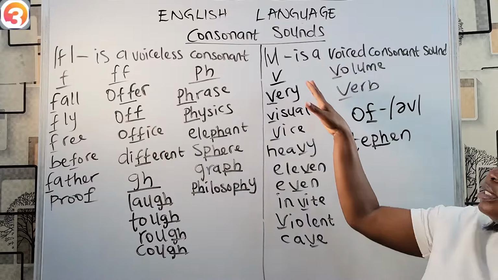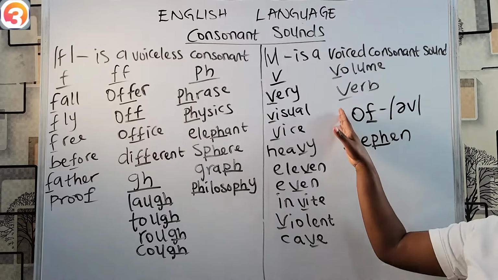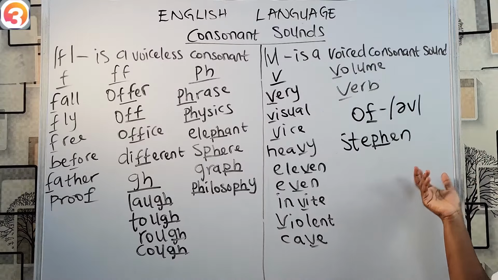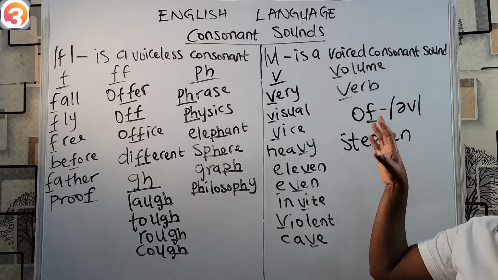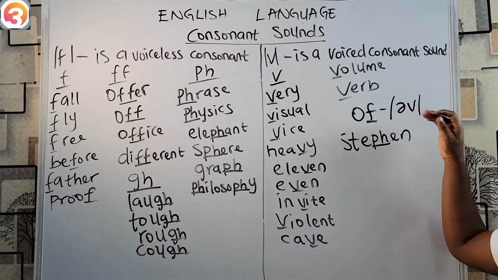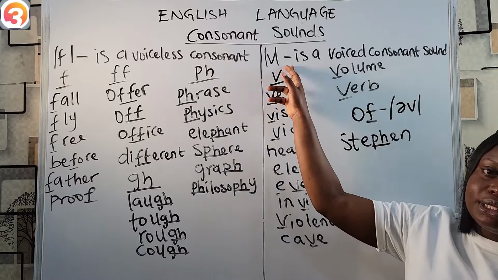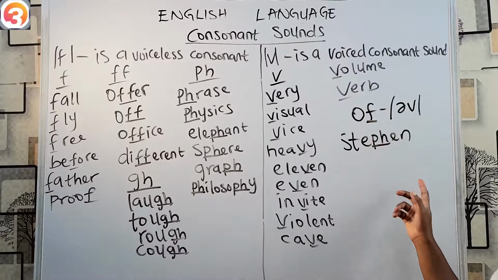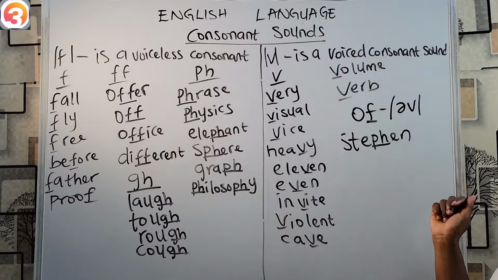Here we have mostly words containing the letter V and these two words that we can easily keep at the back of our minds and always remember. At least they're just two, of and Stephen. However you've been pronouncing them before, just know that the F here and the PH in this word actually contain the /v/ consonant sound, not the /f/. So that's how we recognize these consonant sounds in words.